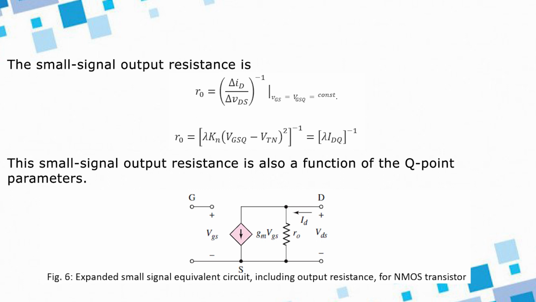The expanded small signal equivalent circuit, including the output resistance for the NMOS transistor, is shown here. We can see the R0 output resistance goes in parallel to VDS. It is connected between the drain and the source terminal.